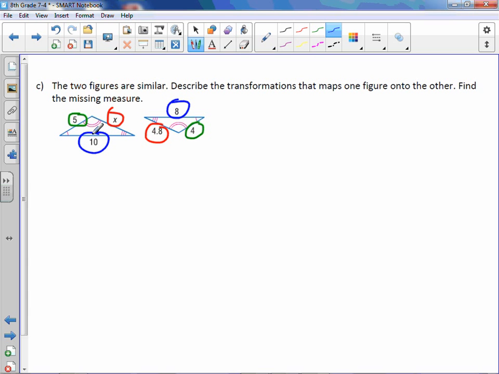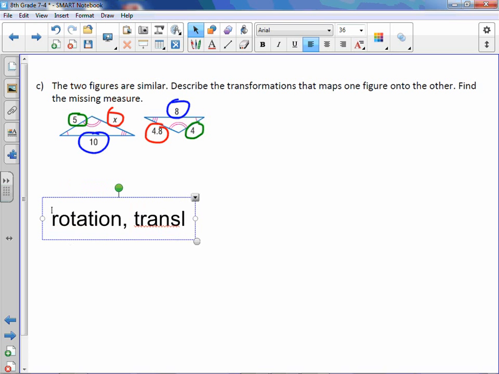So what happened here? Well, looks like a few things happened here. It looks like it definitely dilated. It also rotated, and it translated. So this one has 3. So again, they were rotation, translation, and dilation.